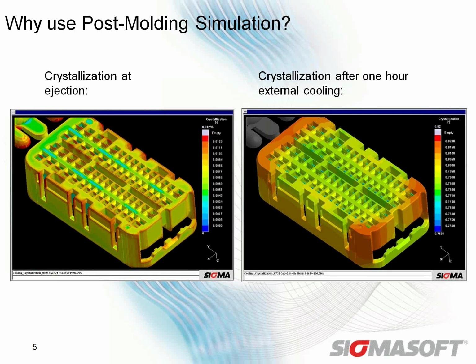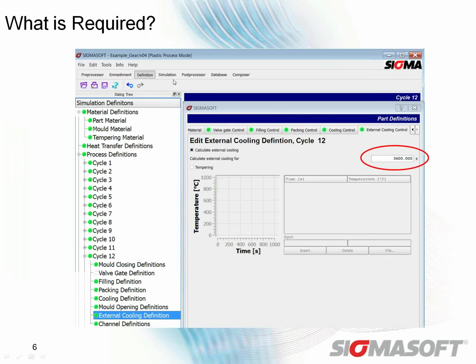So we can look at crystallization, and of course that's going to have an impact on density and on warpage and shrinkage and stresses in the part. So we can look at that at ejection. But in reality, if you look at the example on the screen, we get a drastic difference after 1 hour when that part is completely cooled in terms of how much that part is crystallized.